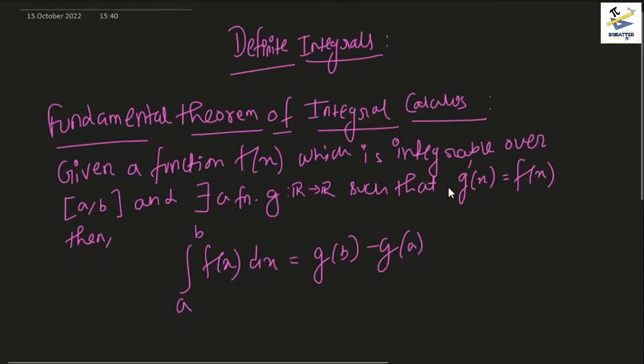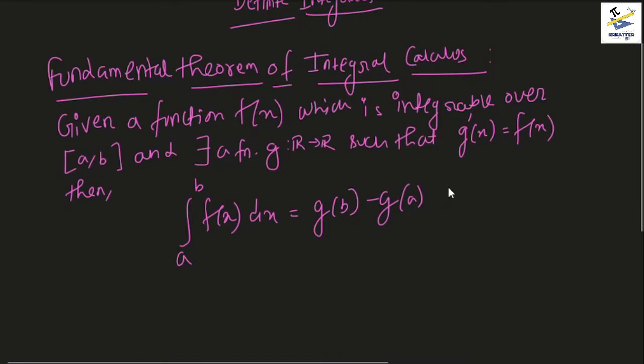But for now it is enough to know that given a function f of x which is integrable over some closed region a comma b in one dimension, and there exists a function g such that the derivative of g is f, or in other words if f has an antiderivative, then the fundamental theorem of integral calculus says that the integral from a to b of f of x dx would be equal to g of b minus g of a.